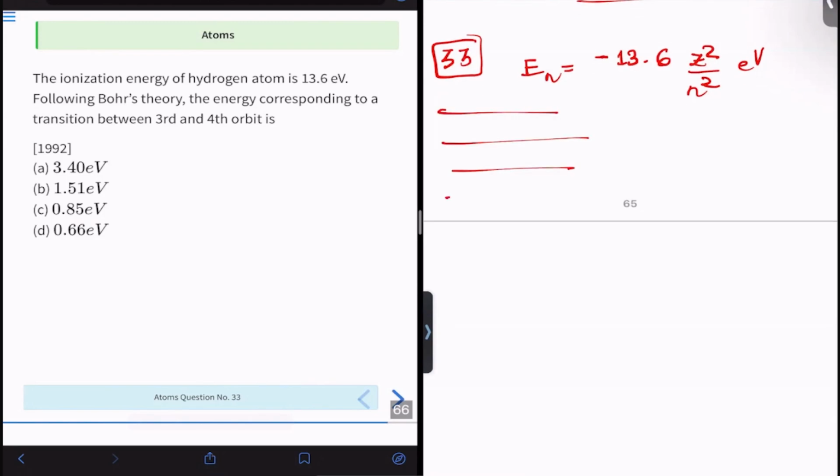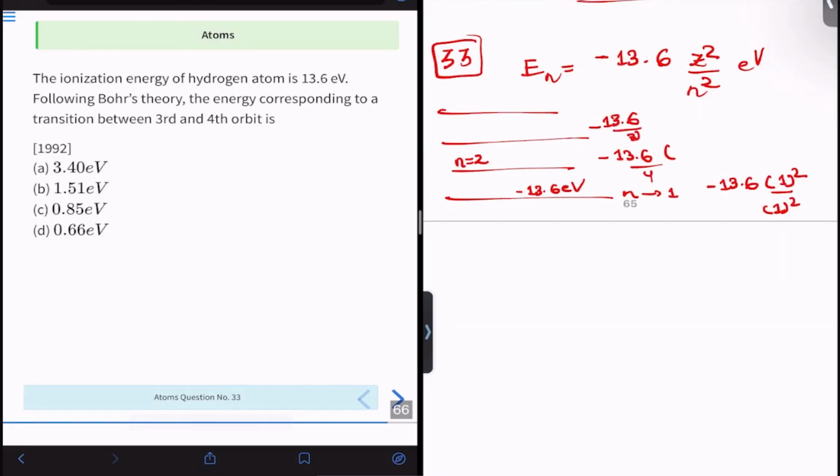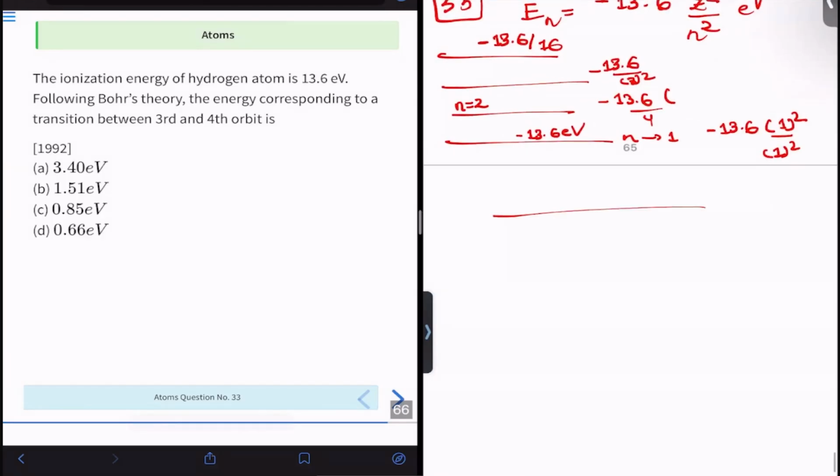If these are the four orbits, when n is equal to 1, the energy will be minus 13.6 into 1 square. Z square means 1 square, so I'm not writing that anymore. So it will be minus 13.6 electron volt. When n is equal to 2, it will be minus 13.6 upon 2 square, that is 4. At the third, it will be minus 13.6 upon 3 square, which is 9. Then at the fourth orbit, it will be minus 13.6 upon 16.